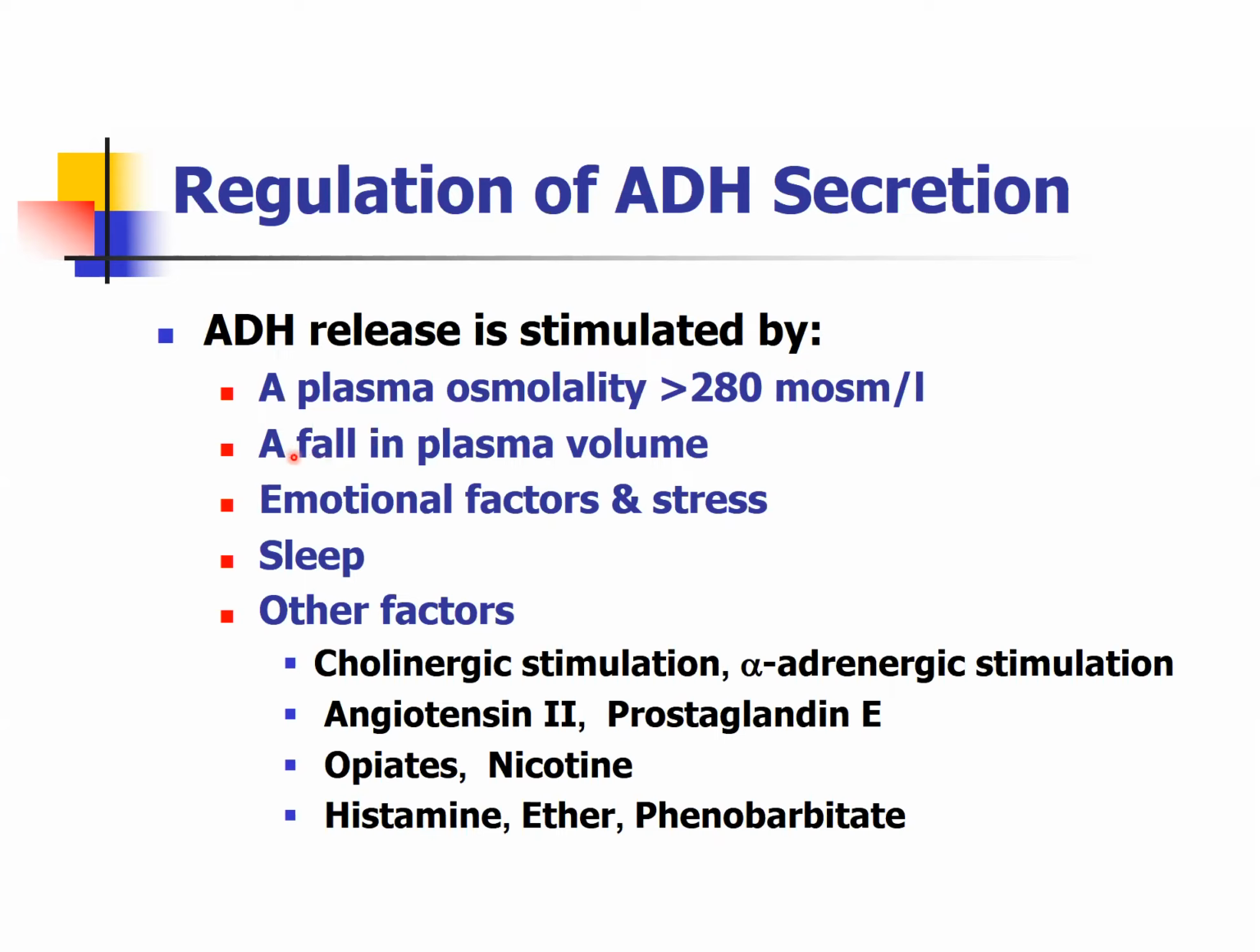And there are any other things, for example, hypovolemia, when we have a fall in the plasma volume. Also emotional factors and stress, sleep, and additional factors such as cholinergic stimulation, alpha-adrenergic stimulation, angiotensin 2, prostaglandin E2, opiates, nicotine, and histamine, or ether, or phenobarbital, they all can induce the ADH secretion.